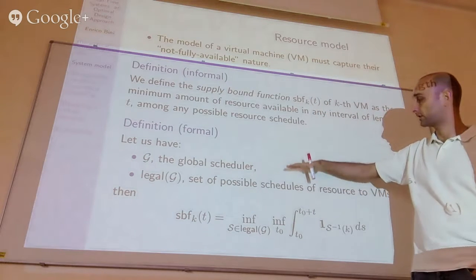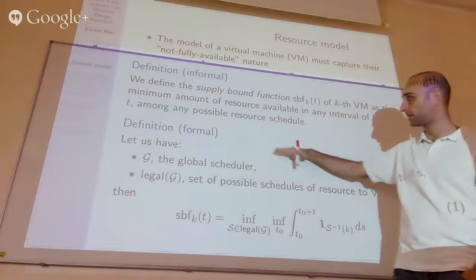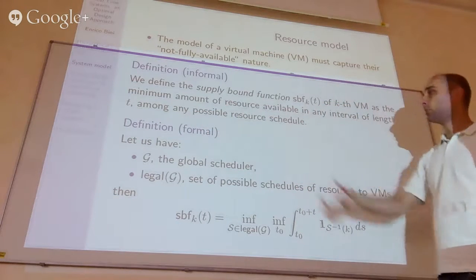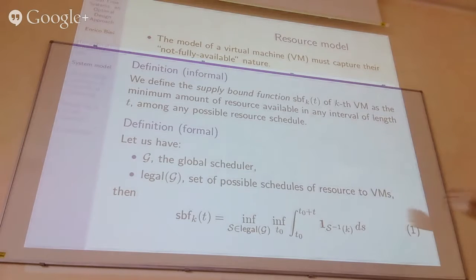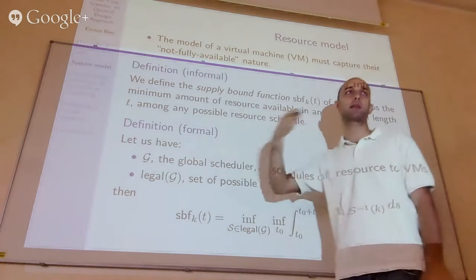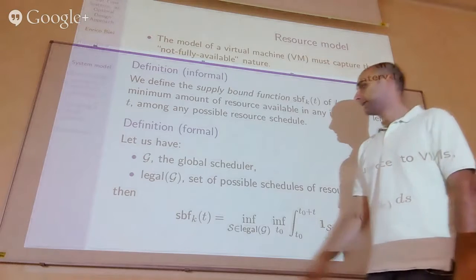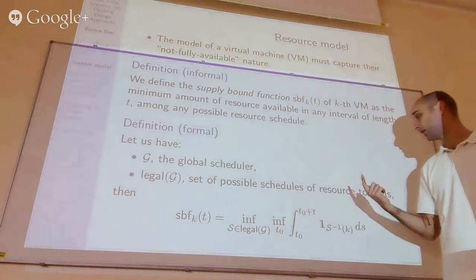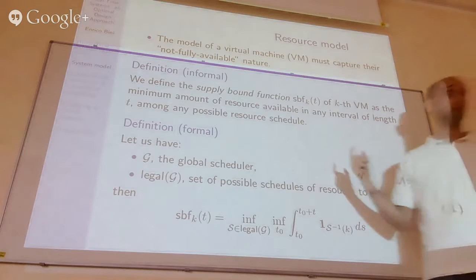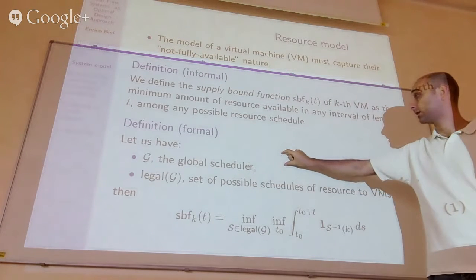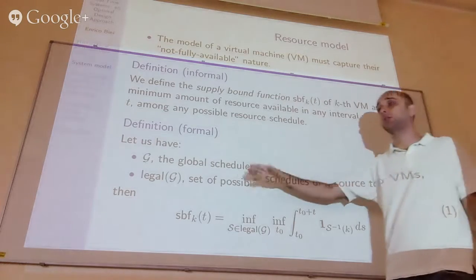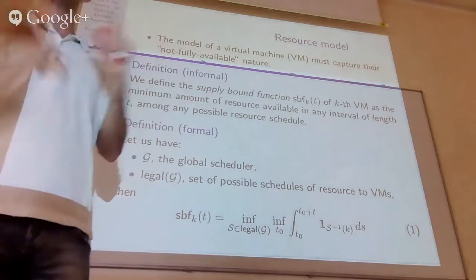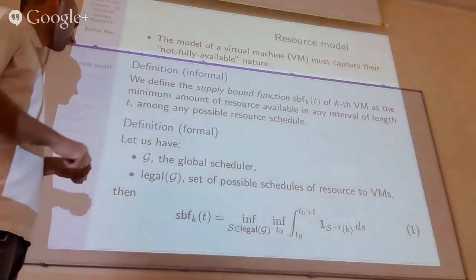Resource schedule is the schedule of the resource that the global scheduler gives to the virtual machine. As we said before, we have the machine here, the global scheduler, and the global scheduler assigns resource time to the virtual machines. More formally, let us denote by G the global scheduler, and let's denote by legal(G) the set of all possible schedules of resource to virtual machines. Basically, that's just the set of all schedules of the global scheduler, what the global scheduler can allocate to virtual machines.